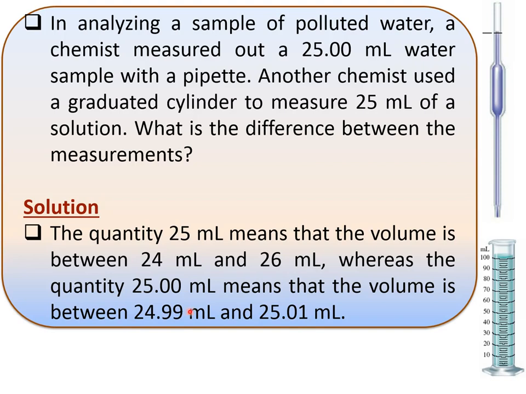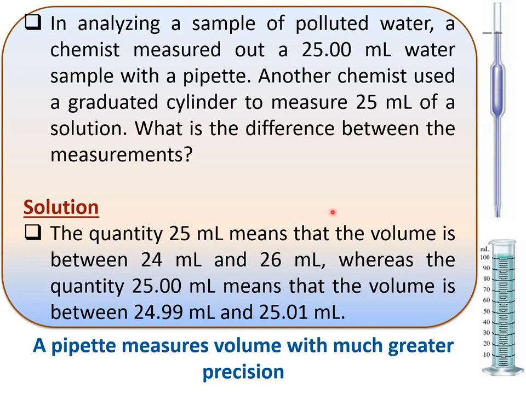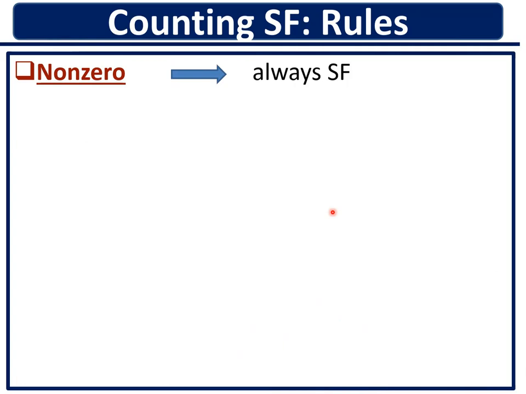The pipette, of course, right? So if you want to be precise in the measurements, you need to select the proper tool to measure with. So a pipette measures the volume with much greater precision. Counting significant figures, we have some rules.